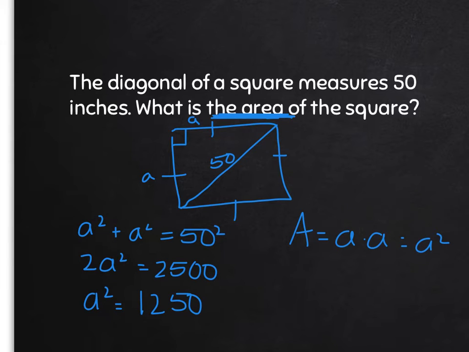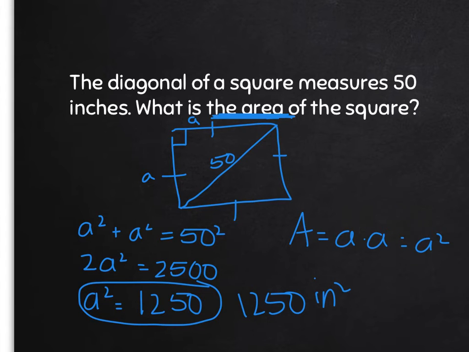So I could take the square root, but then I'd just turn around and square it again. So I'm going to stop right here. That's my answer. 1,250 inches squared.